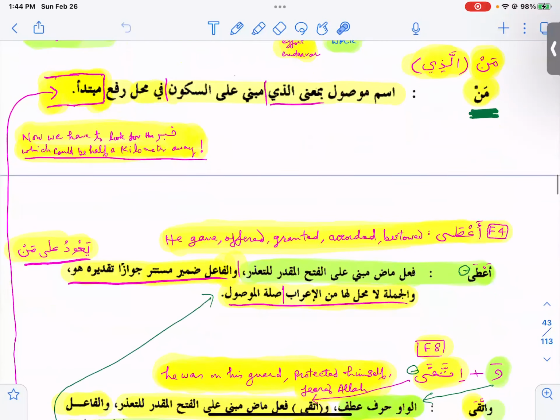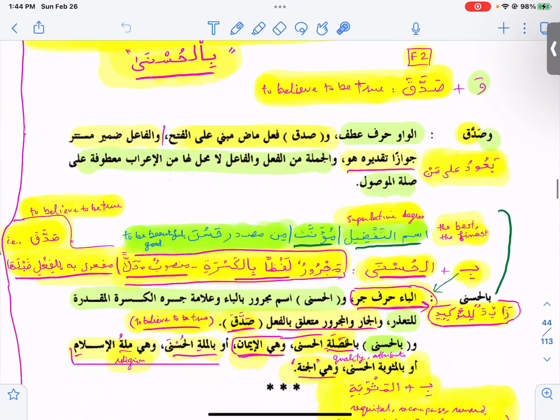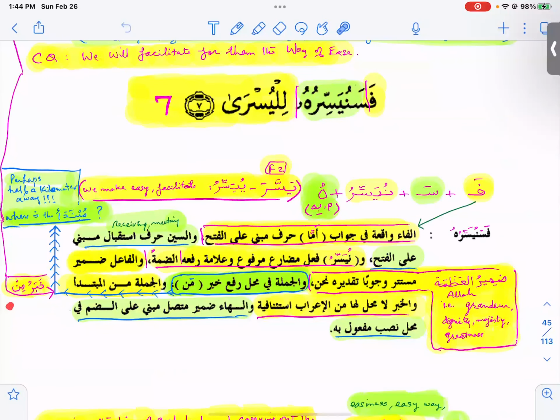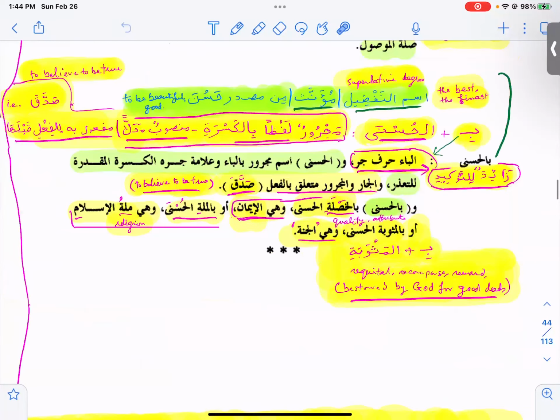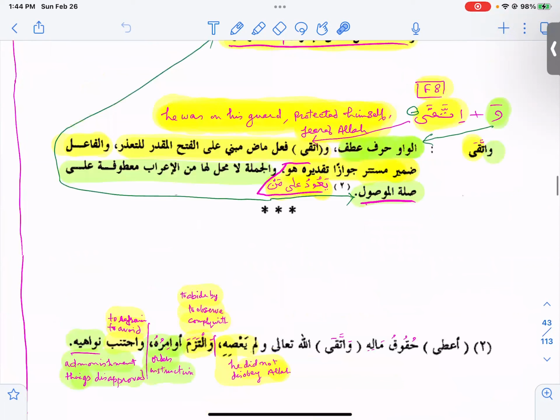So then I pointed out with my arrow and went down to here. You see, wa jumlatu fi'l fi mahalli raf' khabar man. This is the khabar of man. So you see, there is a Mubtada so far away, and the Khabar is here. Anyway, we have done all that.